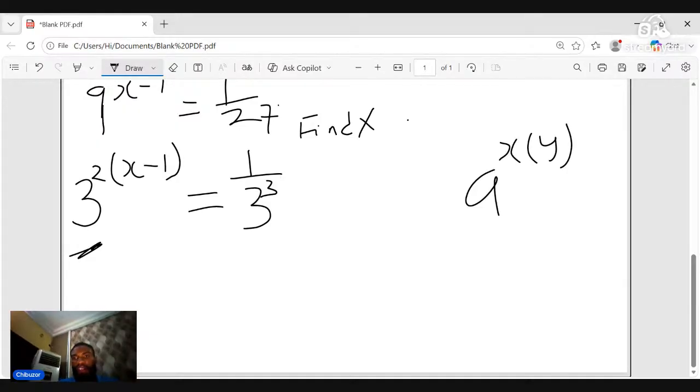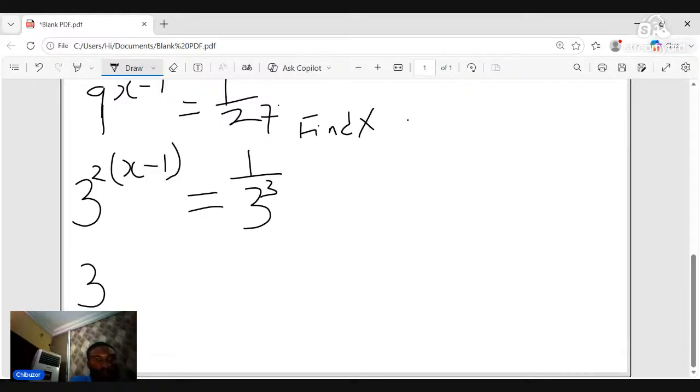This is the law of indices, now for the product law. When we have something like this, it is also equal to a raised to power xy, that is x times y, right? So this law is what we applied here. We say 3 raised to power, multiply this 2 with the whole bracket. 2 times x is equal to what? 2x. 2 times minus 1 is equal to what? Minus 2, right? We go over to the other side.